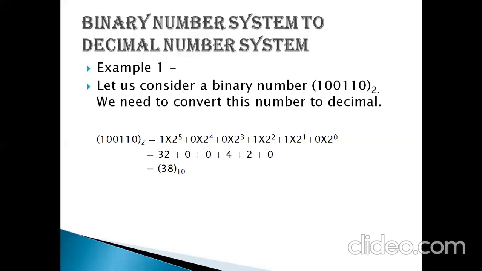So the product of 1 and 2 to the power 5, that is 1 into 2 to the power 5 is 32 plus the product of 0 and 2 to the power 4 is 0 plus the product of 0 and 2 to the power 3 is 0 plus the product of 1 and 2 to the power 2 is 4 plus the product of 1 and 2 to the power 1 is 2 and 0 and 2 to the power 0 is 0. So when we add all these numbers, the result is 38. So 100110 base 2 is 38.